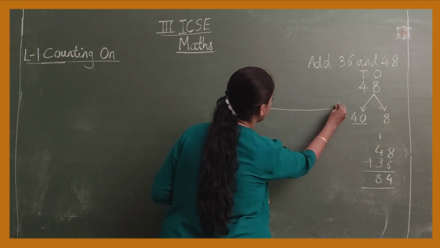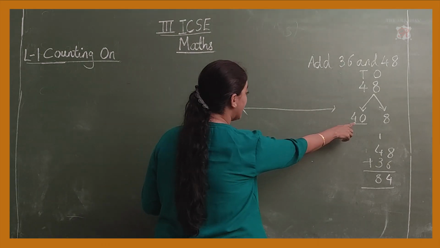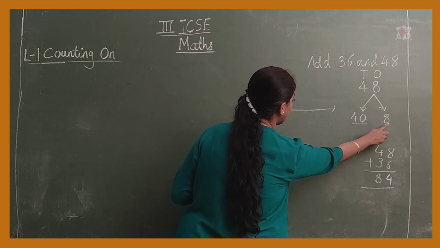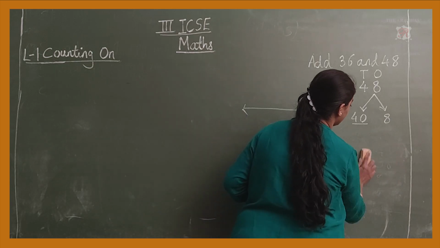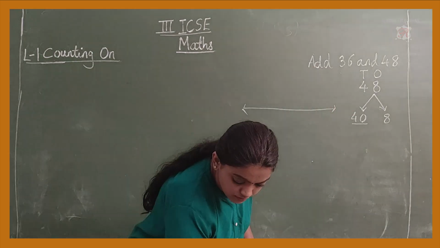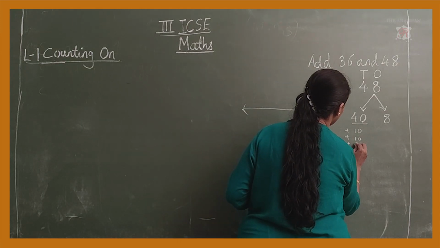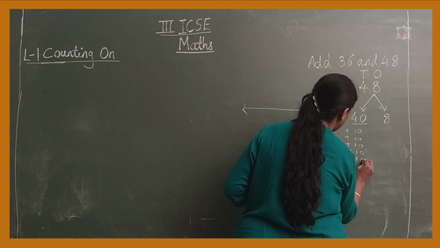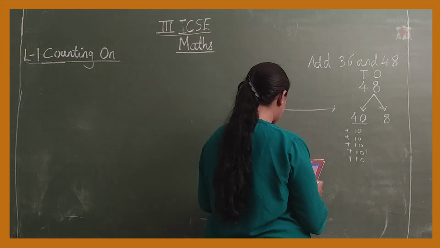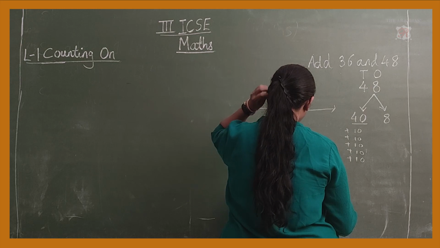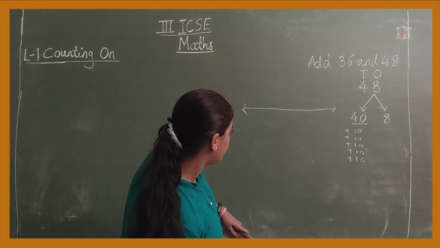This is your open number line. Now over here we have distributed this into 40 and 8. So how many 10s are there in this 40? You have 4 tens. Means 10 plus 10 plus 10 plus 10 is 40. Like that. Now we will do 36 also.